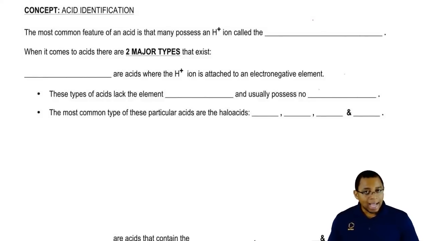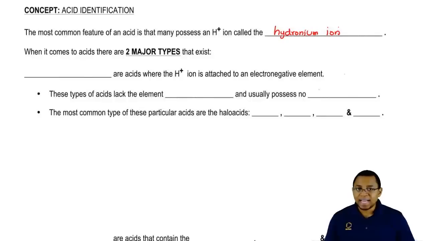Now here's the thing, not all acids have H+, but a majority of them do. And we're going to say the name of this H+ ion is hydronium ion. Later on, we're going to learn that certain types of acids don't possess H+ at all, but they're still acids. They're just a special type of acid which we call Lewis acids. When we get to that section, we'll cover that in detail. But for right now, just remember, most acids have H+.